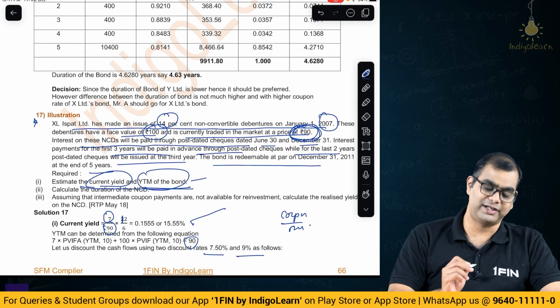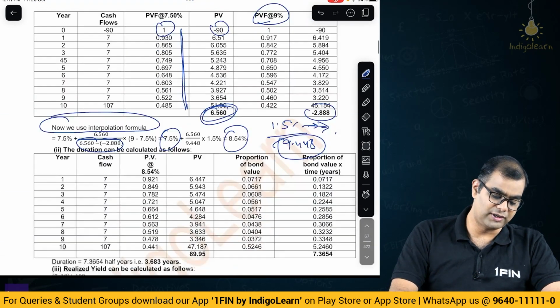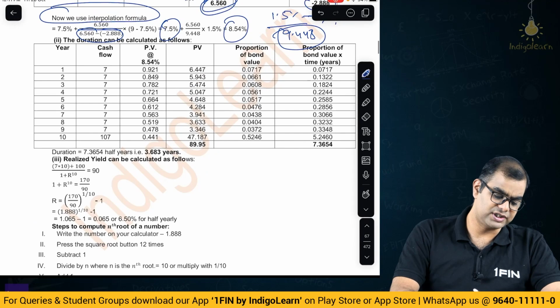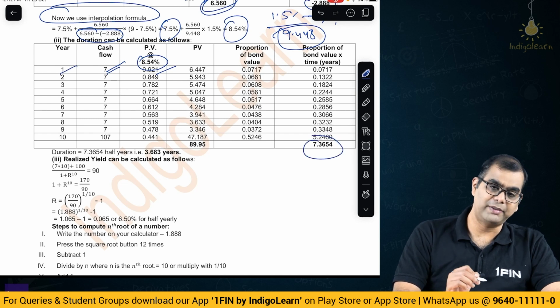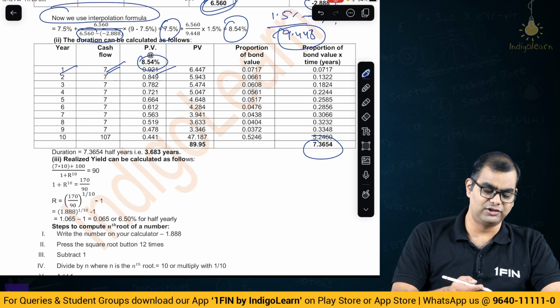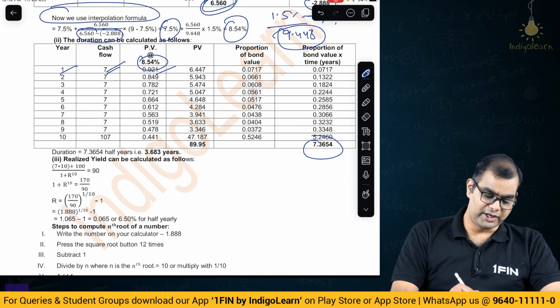Now that is the first question: estimate current yield and YTM of the bond. What are we now looking at? Calculate the duration of the NCD. How will you compute the duration? Duration uses this 8.54. You take present value of cash flow, into present value factor, into cash flows, into time, and compute it and divide it by P0, or take the proportion of the value of the bond by total value of the bond. You get 7.36 years.